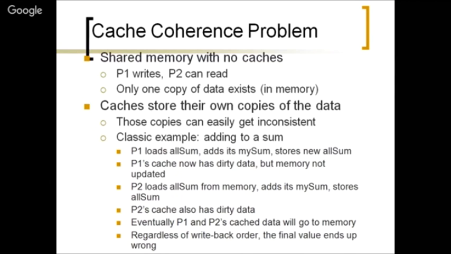If we have only shared memory with no cache memories, then let's say processor P1 writes and processor P2 can read, so only one copy of data exists in memory. Means in the shared memory we have only one copy. P1 will write, P2 will read that.